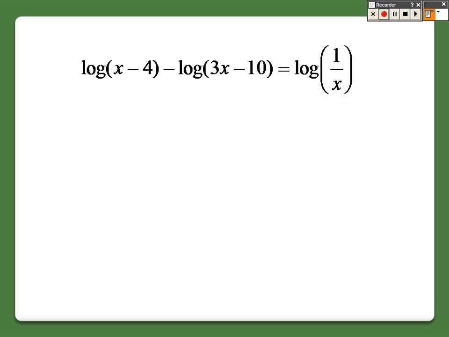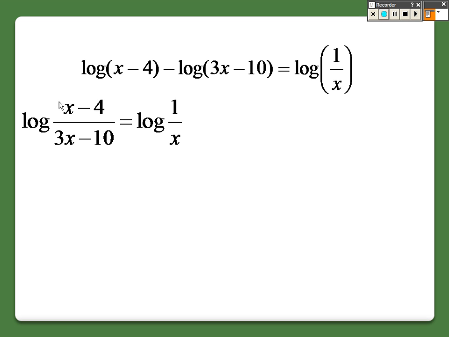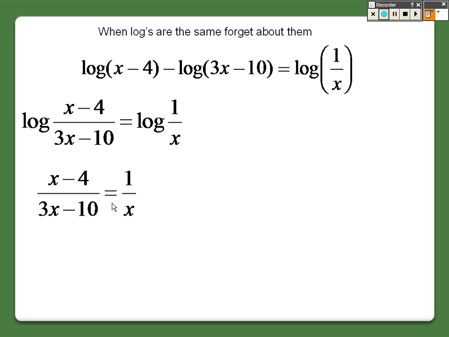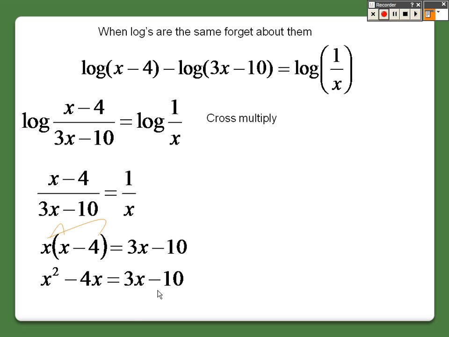Just like the problem before, same idea, same concept, okay? Going to try to get all the logs on one side, or because I realize that they're all the same log, why don't I just push these two together? So when I do that, minus is like saying division, and since they're the same, I can just drop the logs, and I end up getting this. Then I can just cross multiply those two. 1 times 3x minus 10 is 3x minus 10. X times x minus 4 means I have to distribute that through. I'm getting x squared minus 4x equals 3x minus 10.